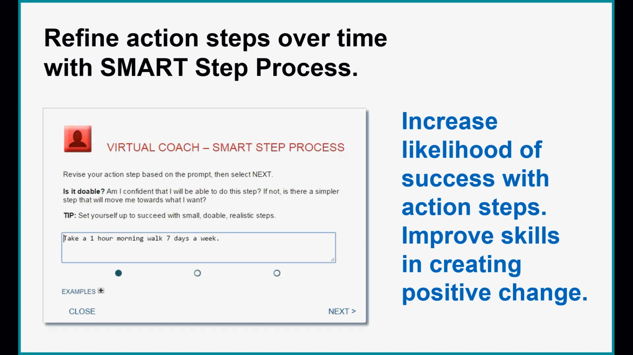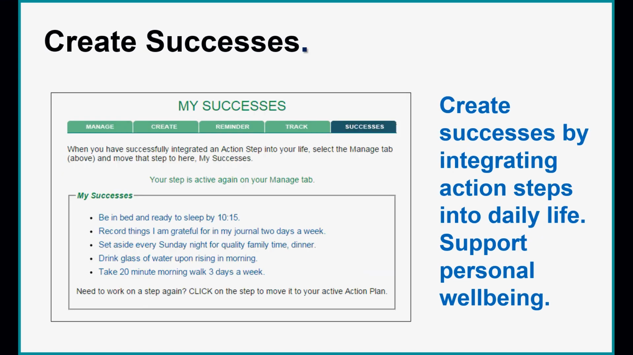But this is the type of thing we do. So when we create an action step that's too big and we're not making progress, we're invited to check out the virtual coach. And we have a SMART step process that imports the action step, asks 3 great questions, and then you're able to hone it each successive time. So by the time you get to the end, you might have a new action step, like take a 20-minute morning walk, 2 or 3 or 4 days a week, depending upon the person.